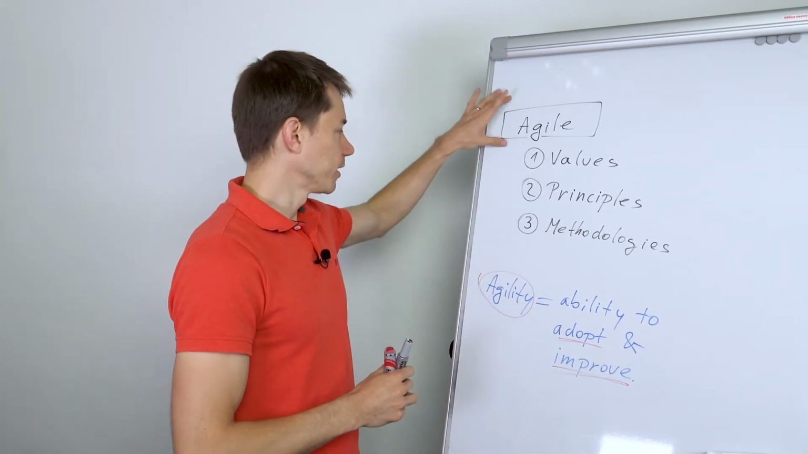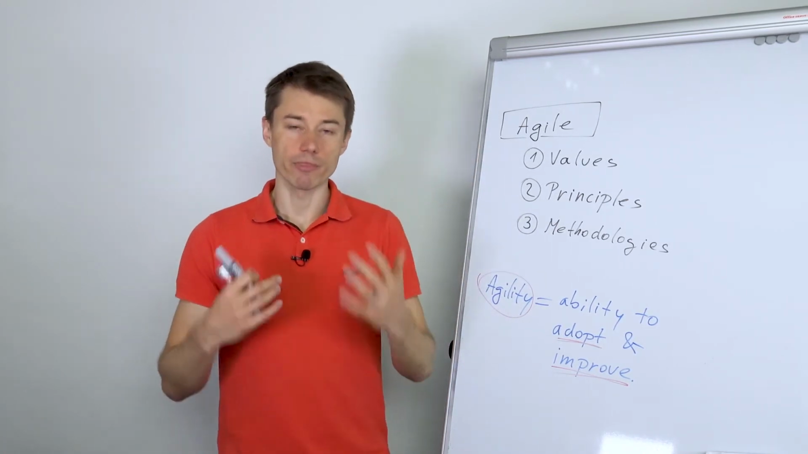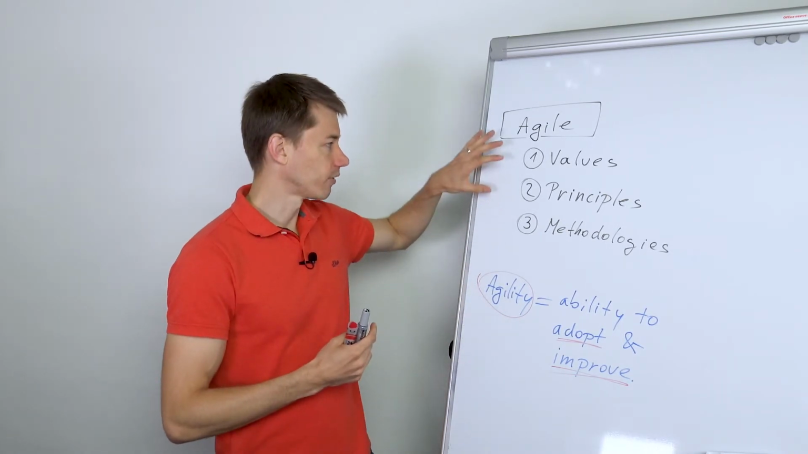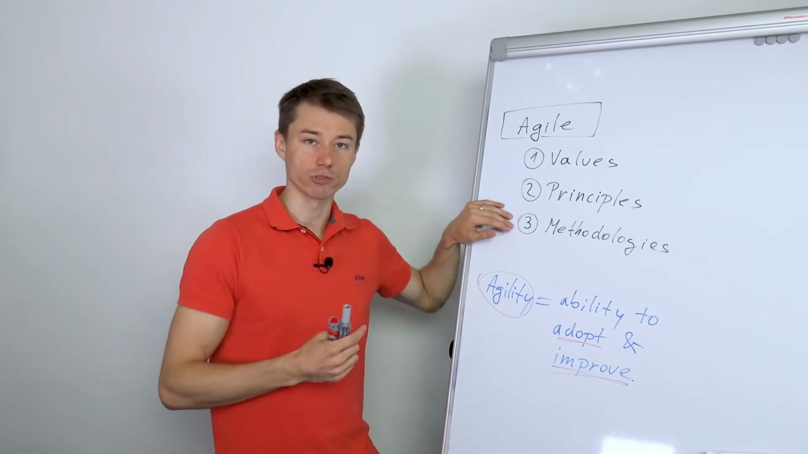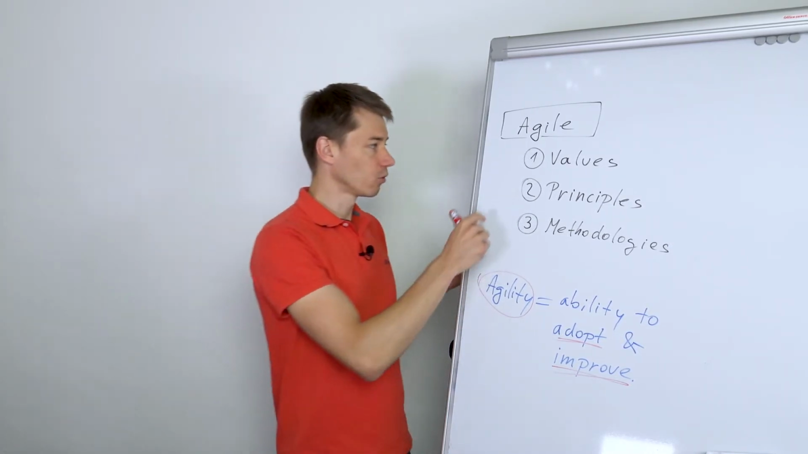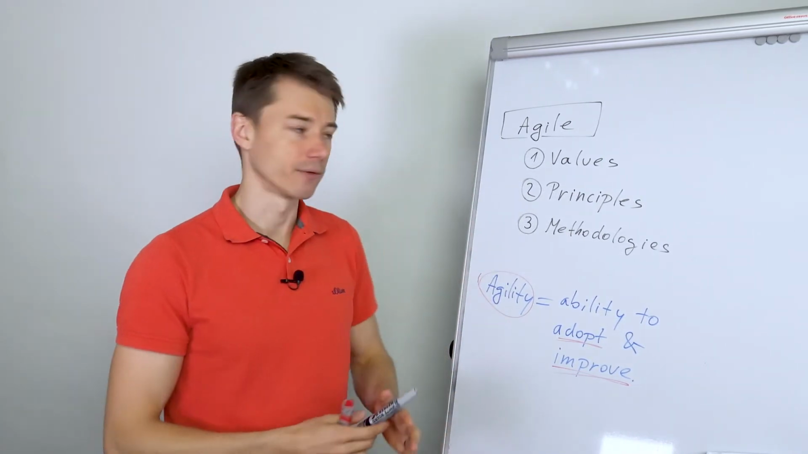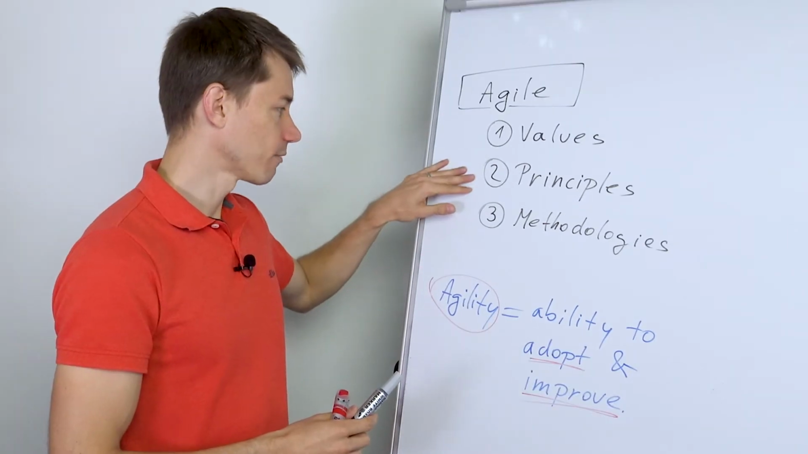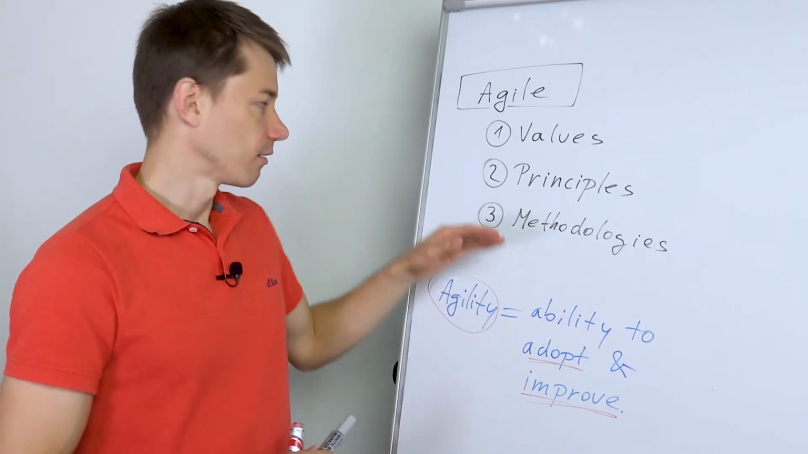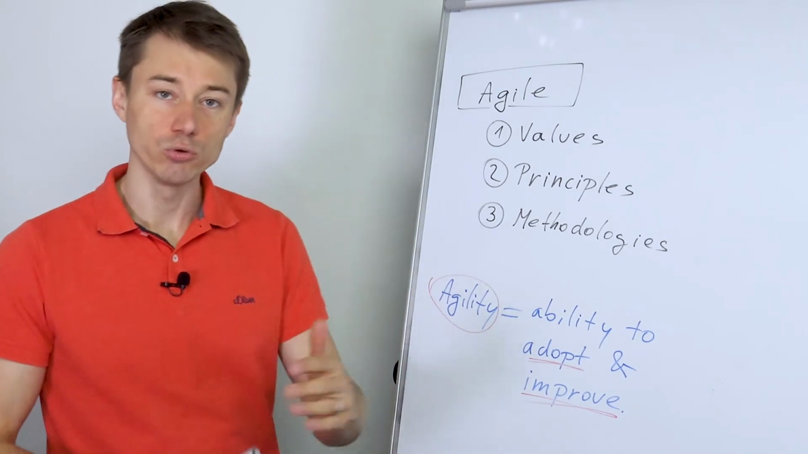So now we get to what agile is. Agile is not a methodology. It's not just one methodology. It's actually a set of values, principles, and methodologies. And this is what we are going to talk about in the next videos, because you need to know what the agile values are, what the principles are. If you work in a fully agile company, they are guided by these principles. So what are the principles? You need to know them.